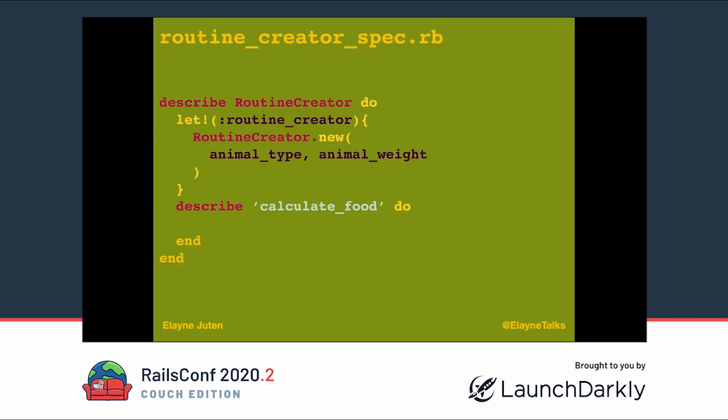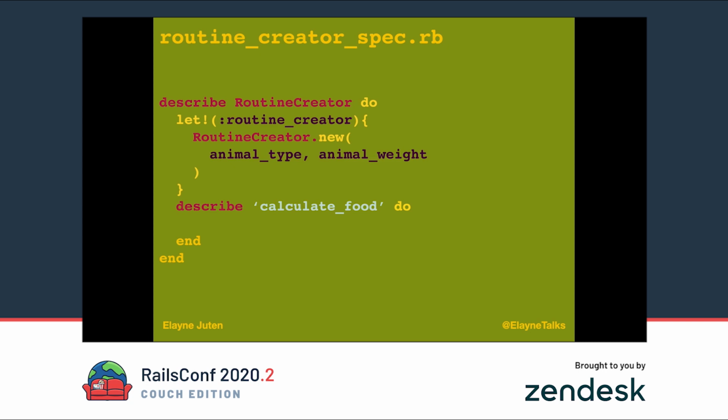So I'm going to set up the RoutineCreator spec file, and I'm going to describe RoutineCreator, and then I'm also going to add a let. So this is adding a new instance of the class in order for the test to have access to the methods and variables that we're going to be adding later on.